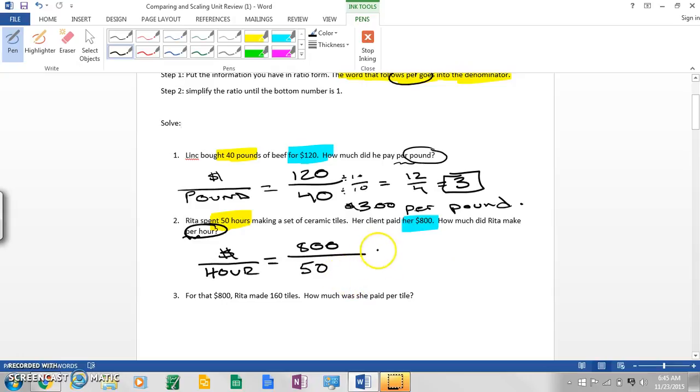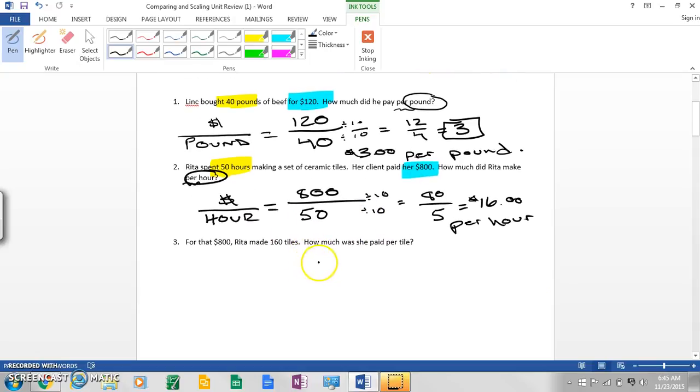Alright, if we simplify this, let's divide top and bottom by 10 again. 800 divided by 10 gives us 80. 50 divided by 10 is going to give us 5. We simplify this even further. 80 divided by 5 is just going to give us 16. We make 16 what? Well, it's $16 per hour.